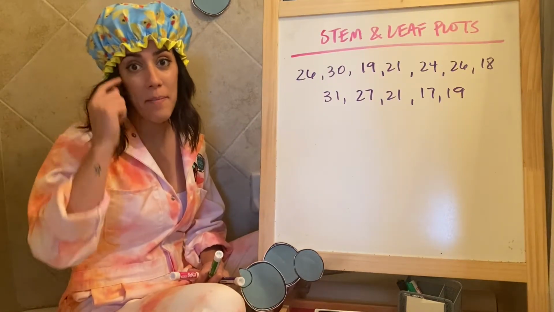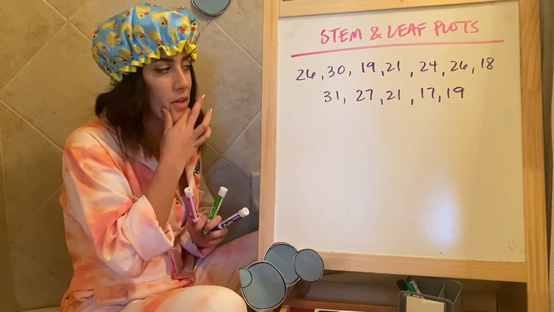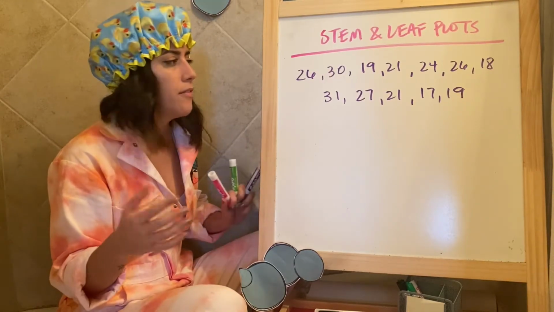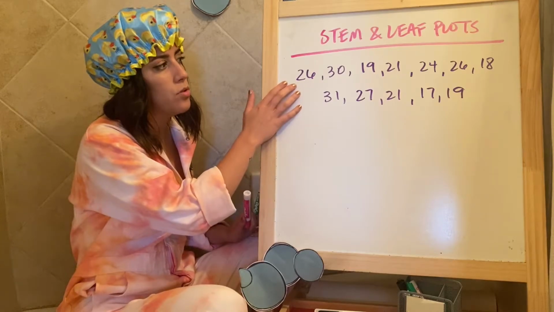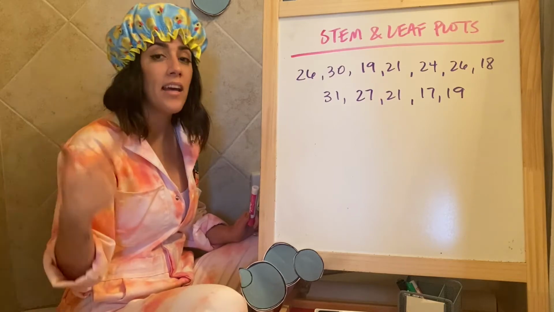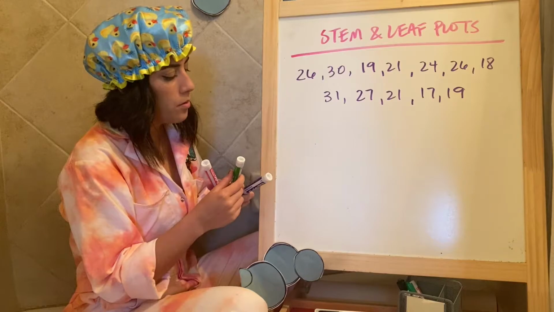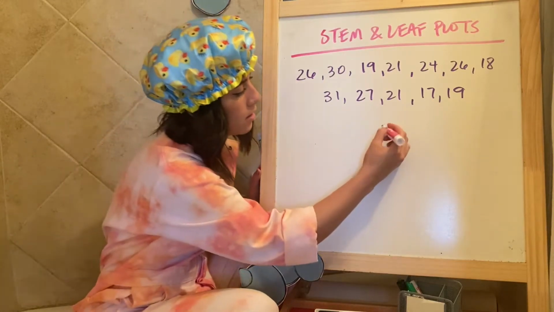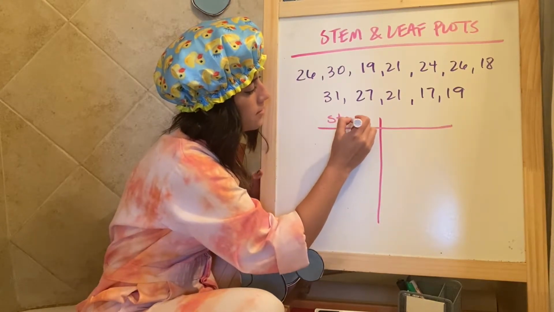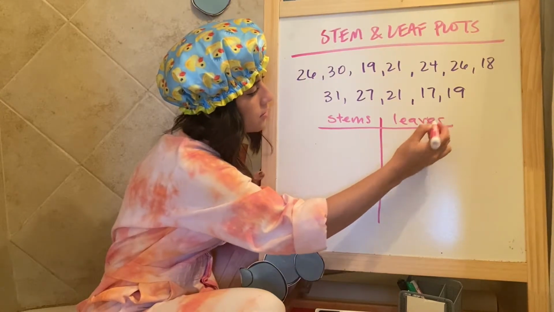Okay, let's do a stem and leaf plot for the same type of numbers that I gave you in the previous clip. I have tens and ones. And in the next clip, I'll show you decimals just to vary it up. But I want you to be able to take a group of numbers like this and not only create a frequency table and a dot plot, but also a stem and leaf plot. So it's just a T-chart. So we're going to make our T-chart. One side will be stems and the other side will be leaves, okay?